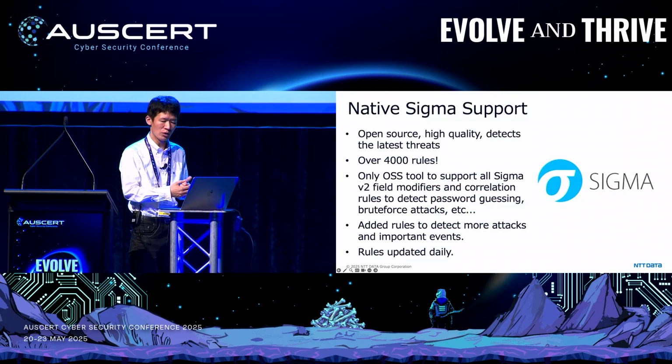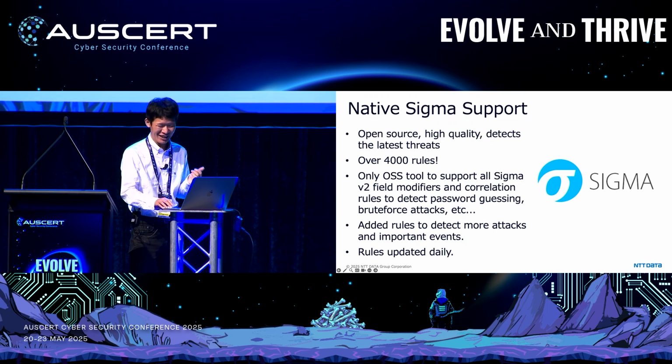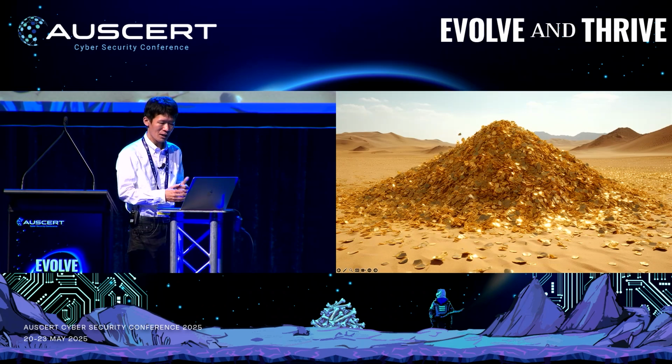Hayabusa supports Sigma rules, open source high quality rules to detect the latest threats, over 4,000 rules. It is the only open source tool to support all Sigma version 2 field modifiers and correlation rules to detect password guessing and brute force attacks, etc. We added rules to detect more attacks and important events. Rules are updated daily. Hayabusa's goal is to surface the important events, like finding needles in a haystack.